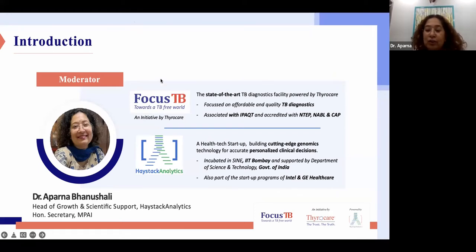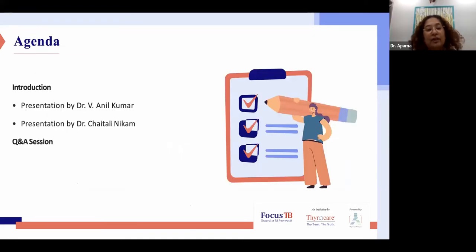Haystack is a startup which is incubated in IIT and believes in bringing innovative genomic solutions. TB whole genome sequencing is one such innovative solution. And Thyrocare Laboratories, of course, is a very well-known diagnostic service provider. It is a laboratory which is a part of the IPACT consortium. IPACT is the initiative for promoting affordable and quality tests in TB, and Thyrocare has adopted several firsts under its FocusTB vertical.